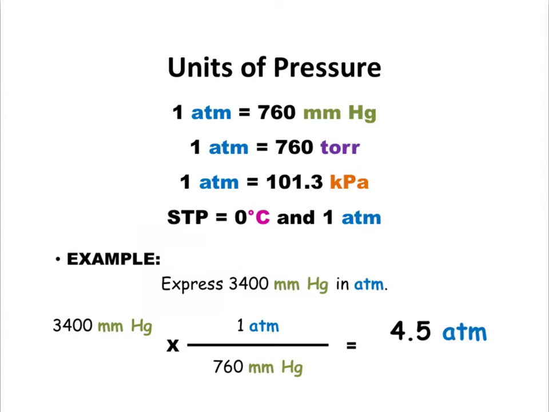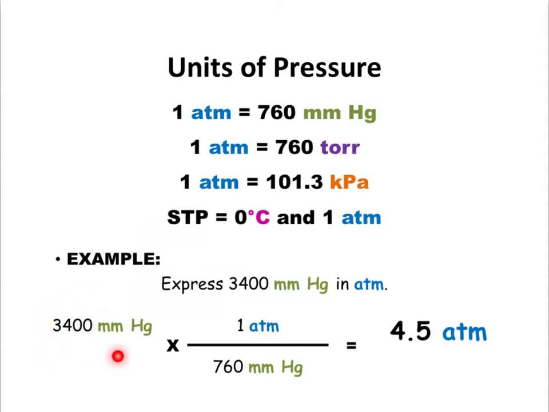We talked about that earlier in the course. At the bottom here is an example. In the example, you're asked to change or convert 3,400 millimeters of mercury to atmospheres, ATM. So you could see, you set up the dimensional analysis like we've always done.